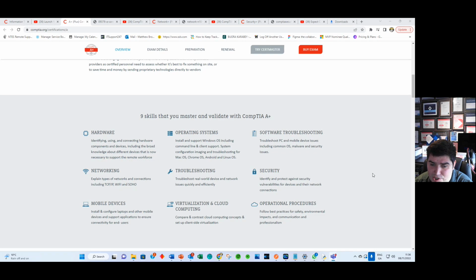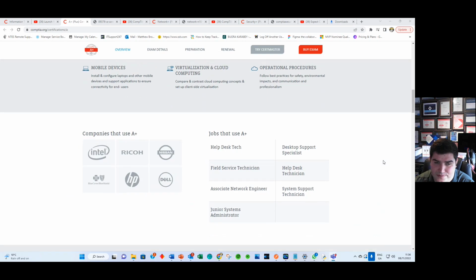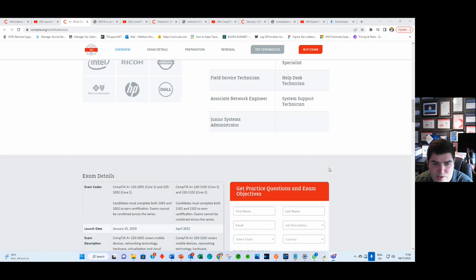So last but not least, you have your operational procedure. What this means is you're going to be looking at following best practices, safety, environmental issues and impacts, and professionalism in the workplace in IT, how you work with people on that. So CompTIA A plus is for your help desk techs, your support, your desktop support, your field service engineers, your network engineers, your system support, and your junior systems administrators. A lot of companies require CompTIA A plus.